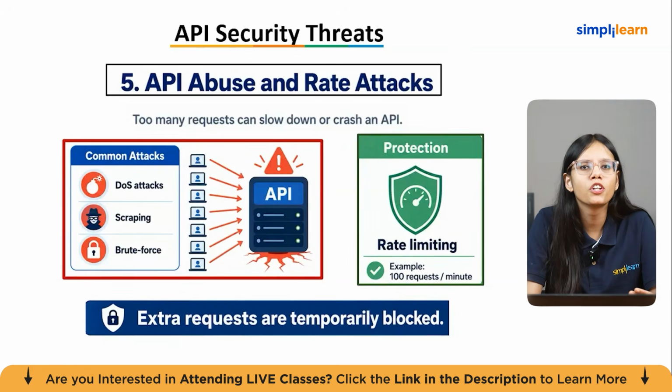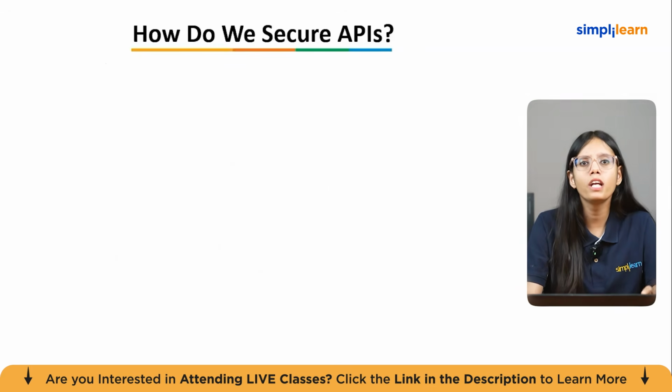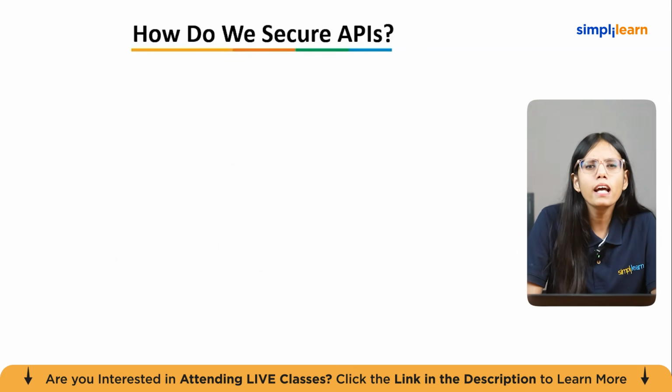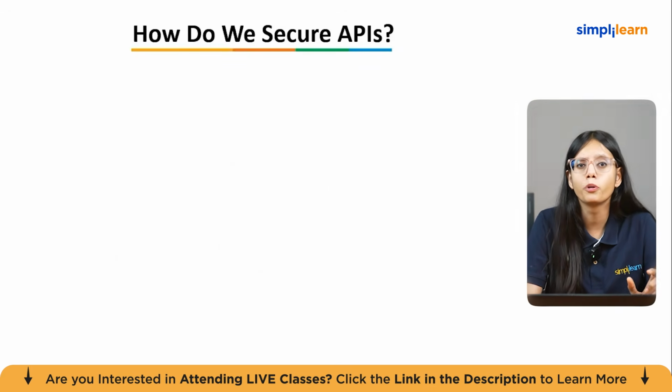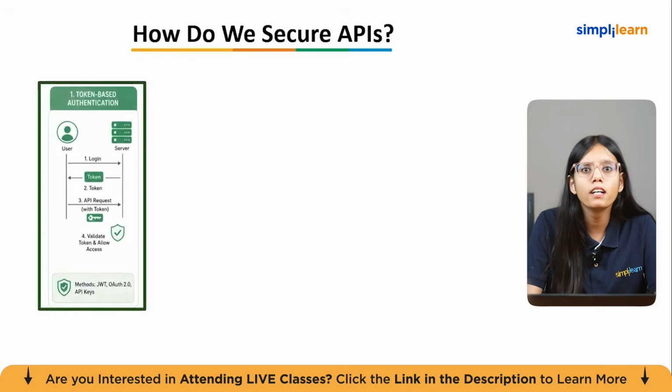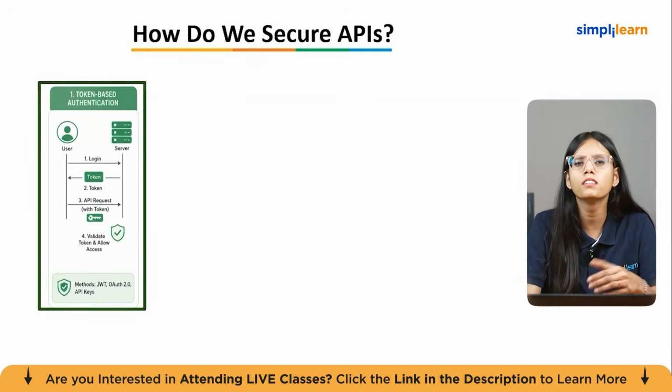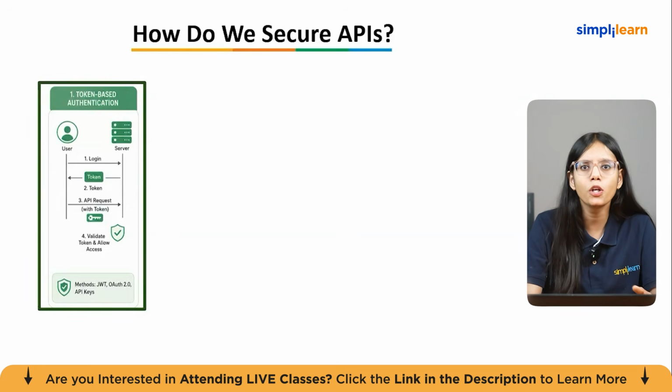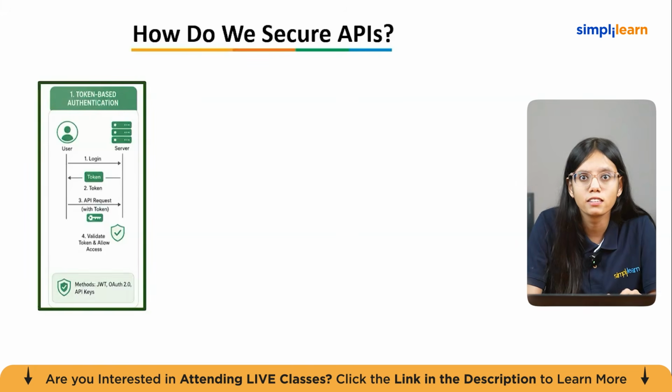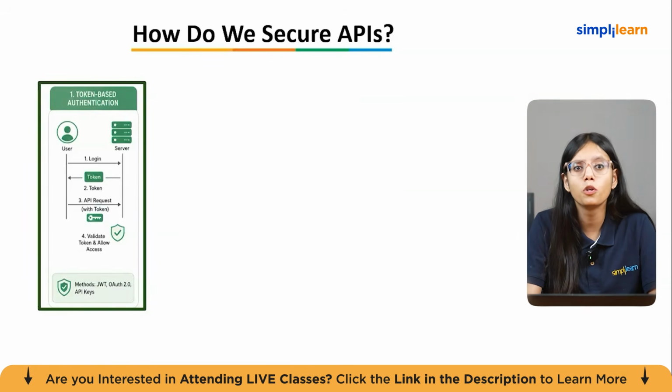So these were some of the security threats related to API. Now, let's talk about how we can secure APIs. APIs are secured using multiple layers of protection to prevent unauthorized access and data theft. One common method is token-based authentication, where after a successful login, the server generates a secure token. The user sends this token with future API requests, and the API verifies whether the token is valid before providing the access. Popular authentication methods include JWT tokens, OAuth 2.0, and API key.